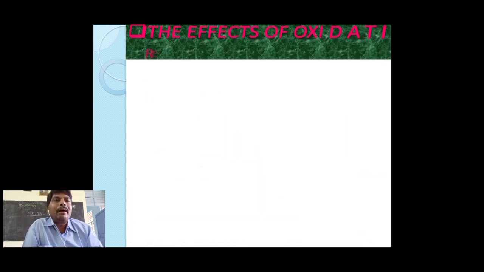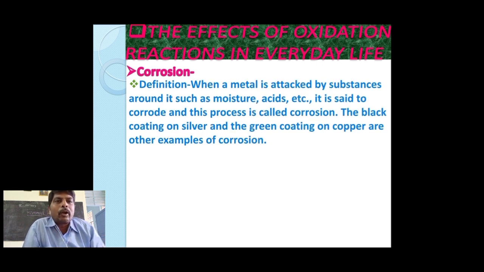Now you will see next some common examples of oxidation reactions in everyday life. The effects of oxidation reactions in everyday life, one is corrosion. You know corrosion, rusting, like this. Rusting is one type of corrosion. When a metal is attacked by substances around it, such as moisture, acids, etc., it is said to corrode, and this process is called corrosion.